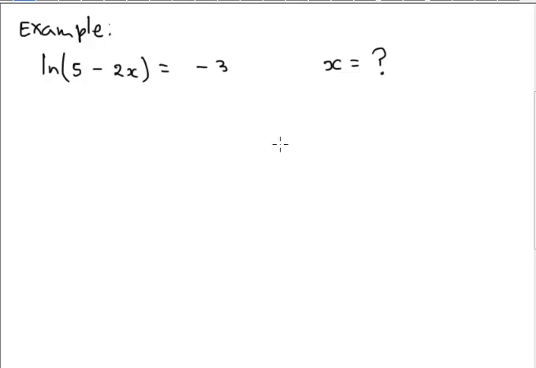Now, remember what I said before. I said this concept of an inverse of a function is the concept which makes solution of equations possible. Do you remember that? Okay. So now, I need x, and you can see that x is under ln. So to unwrap it and take it out from ln, I need the inverse function. What is the inverse function? The exponential function e. So what I'm going to do here, I'm going to say e to the power ln of 5 minus 2x equals e to the power minus 3.